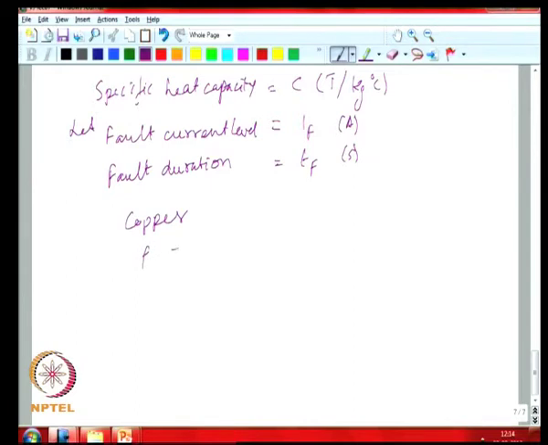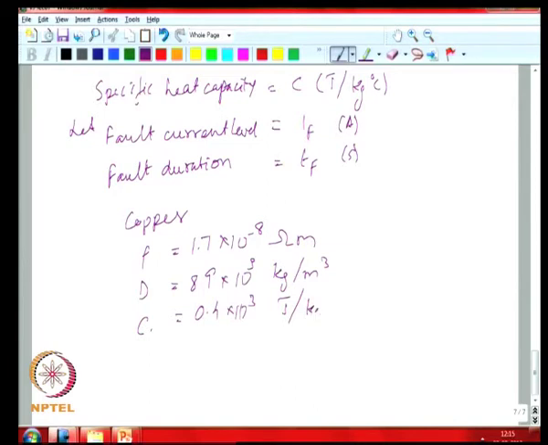copper's resistivity is 1.7 into 10 to the power of minus 8 ohm meter. Its density is 8.9 into 10 to the power of 3 kg per meter cubed. Its specific heat capacity is 0.4 into 10 to the power of 3 joules per kg per degree centigrade.